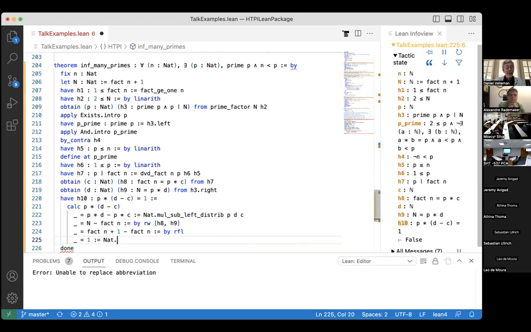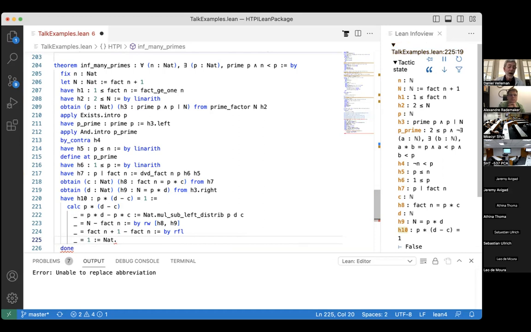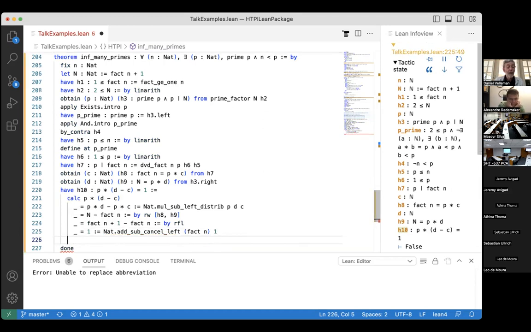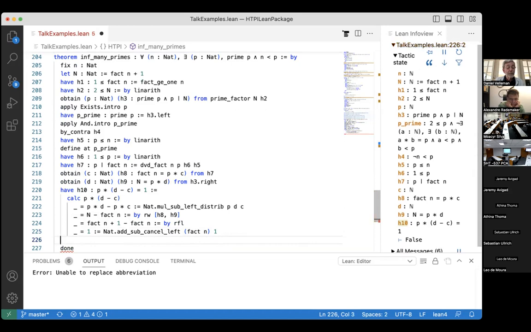Again, I need a theorem from Lean's library that says if you add and then subtract, then things cancel. The theorem is called add_sub_cancel_left, and I'm applying that to N factorial and N1. So I've proven H10, that P times D minus C equals one, by a calculational proof. And I'm almost done.